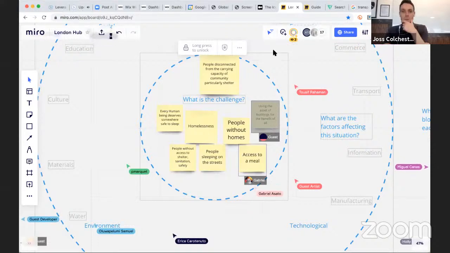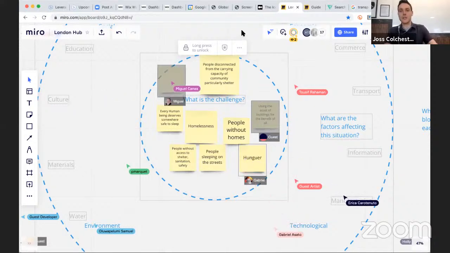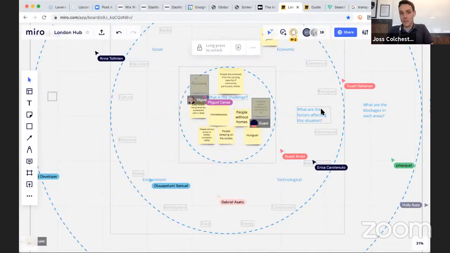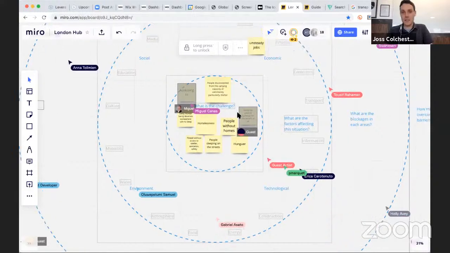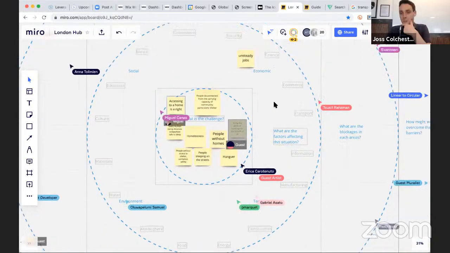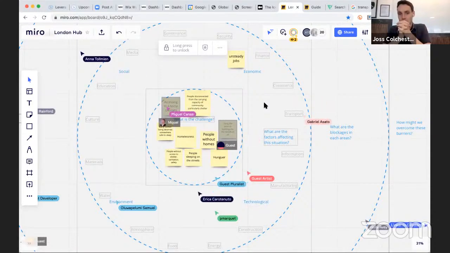I'll share the link again for those people who are just joining now. We're going to move on to the next section where we're thinking about the factors and the actors. So what are the things that are affecting this situation? That's the question we want. Around this situation of lack of access to shelter is a whole set of factors and actors, both people and organizations, but also factors such as climate and so forth. Essentially this is a mapping exercise, but kind of an express one, because we're just doing an ideation exercise here.